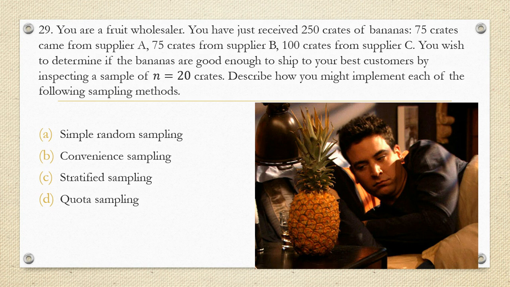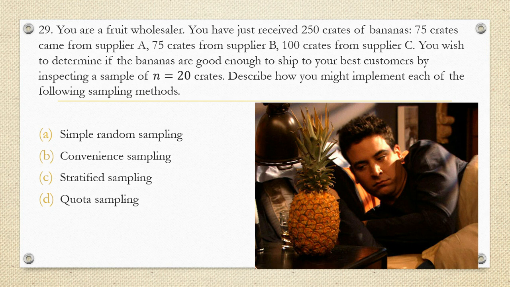Now, what we're doing here is that we have to determine if they're good enough to be shipped. The one thing we could do is check all 250 crates. But we're not going to do that because it's a lot of time, a lot of effort, and it's kind of a waste of time. So what we have to do is try to find a way of doing this easier and quicker and better. So what we're going to do is we're only going to look at 20 crates.